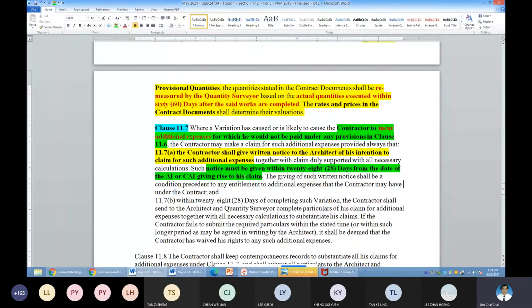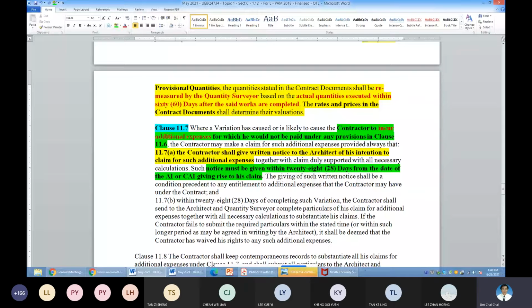A lot of contractors make the mistake. They say, oh, no problem, this is VO work, I will finish the VO work, then only I submit my claim. Sorry. Your claim for your physical work under the contract 11.6, no problem. You submit at the end of the work, or you claim progressively, depending on the VO, how massive. But in order for the contractor to ask for additional payment on top of the payment under clause 11.6, the contractor must give written notice.